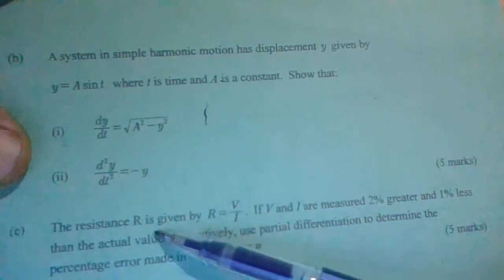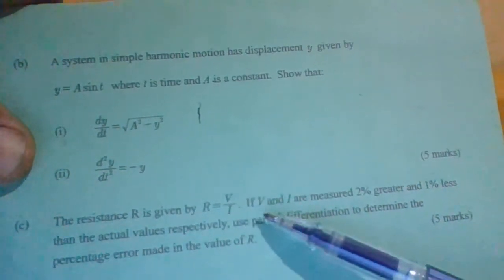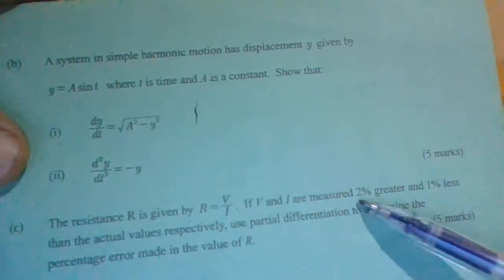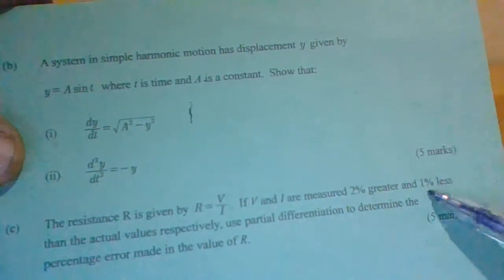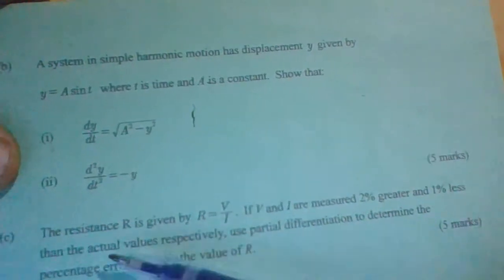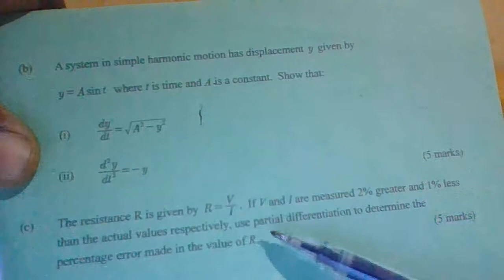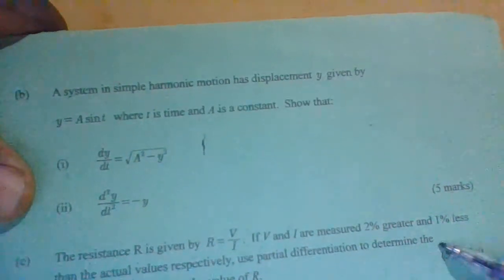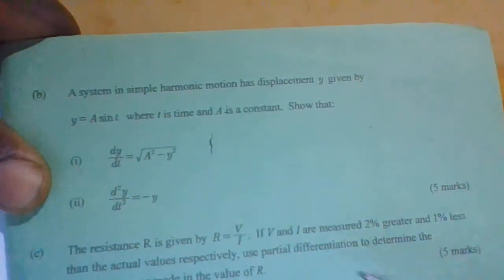The resistance R is given by R equals V over I. If V and I are measured 2% greater and 1% less than the actual values respectively, use partial differentiation to determine the percentage error made in the value of R.